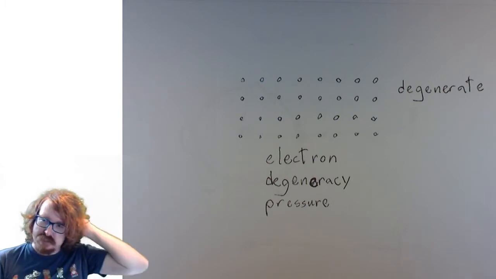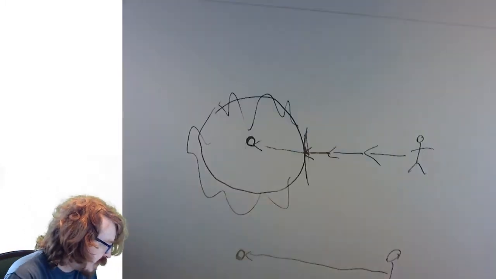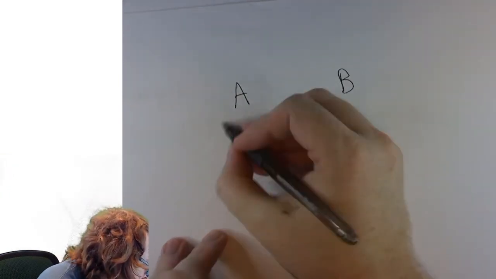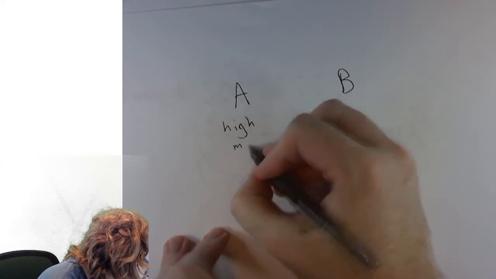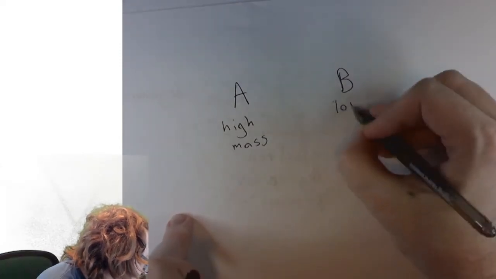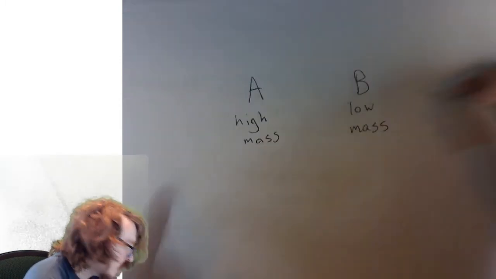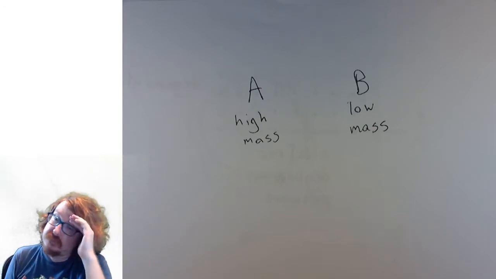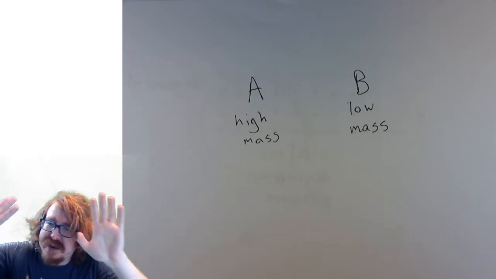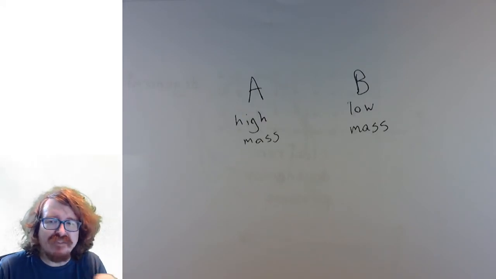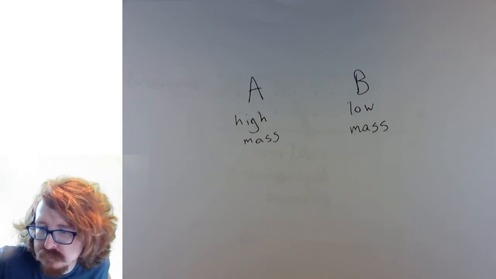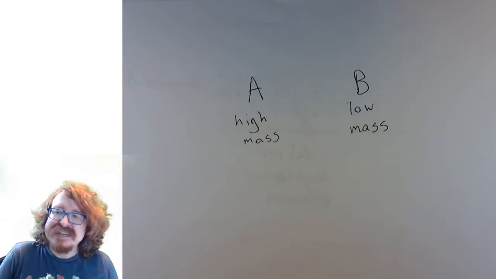Now let's take a guess. Let's say we had 2 white dwarfs. I'm just going to write an A and a B. And let's say that A had a really high mass and B had a really low mass. Which one does it seem like would have a bigger size? Just if I didn't even tell you what we were talking about, which one does it seem like would have a bigger size, like physical space that it takes up? Seems like A.